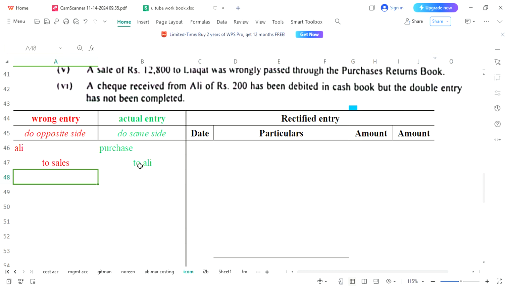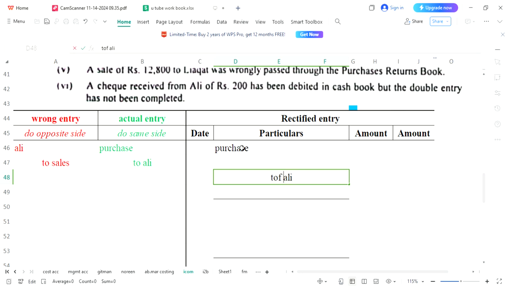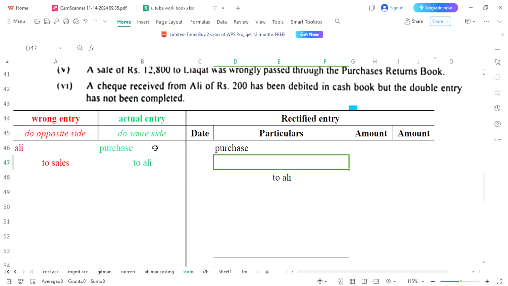Purchase to Ali was required to be written, but they have not written. So what will we do? We will write it. Purchase to Ali. Now you might be noting it. I have left this space. Why? Look here. Ali to sale was the wrong entry. And as usual, we will write it on the opposite side. So Ali to sale, to cancel this effect, we will make sales to Ali. So here you will write sales to Ali.